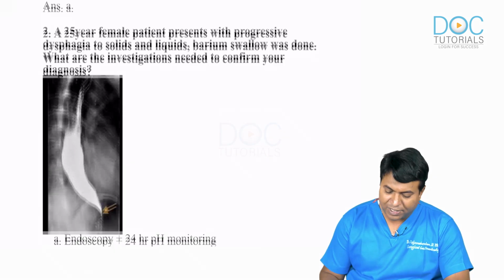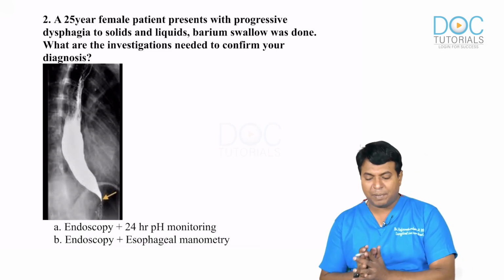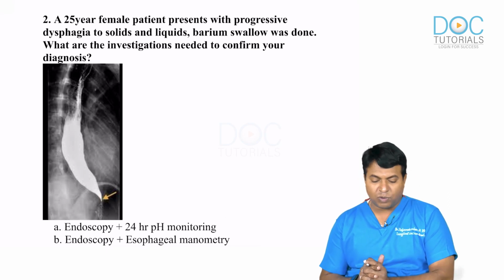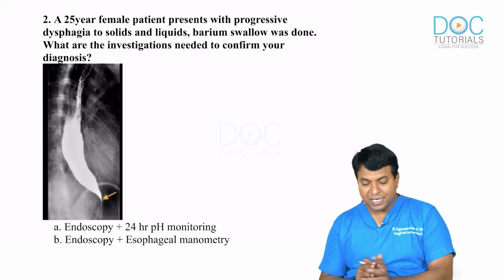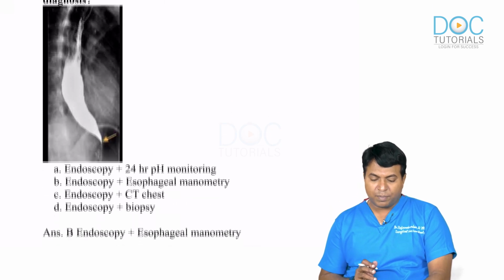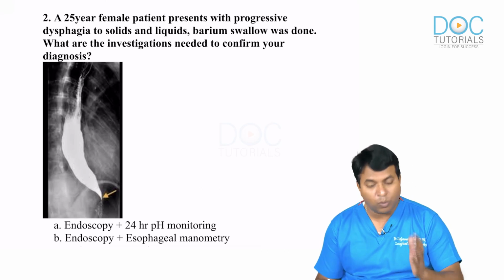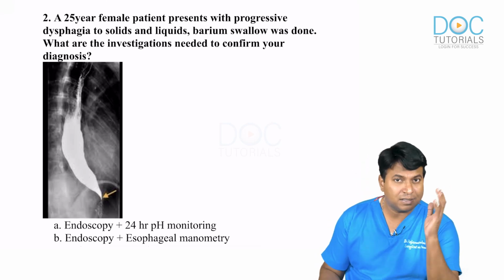Second question, very simple question. A 25 year old female patient presents with progressive dysphagia for solids and liquids. Barium swallow was done. What are the investigations needed to confirm your diagnosis? From this picture, what do you think this can be? This is undoubtedly an achalasia. I don't know why some students are answering as rat tail.